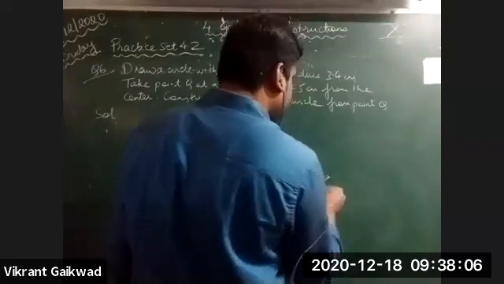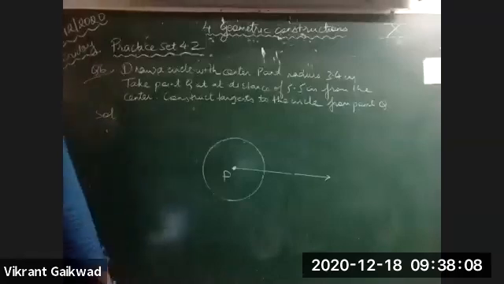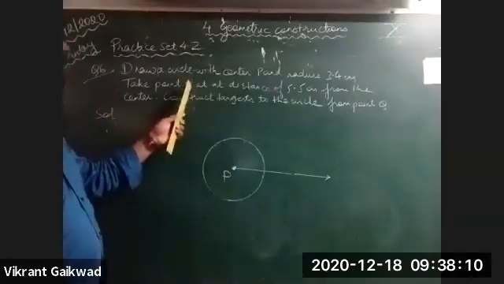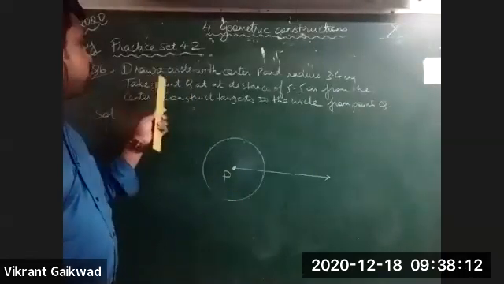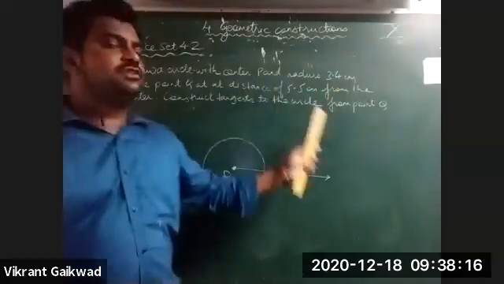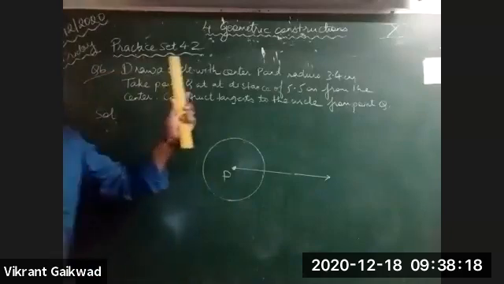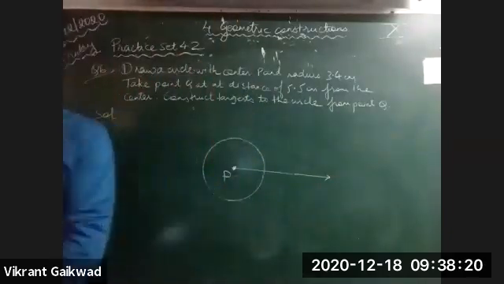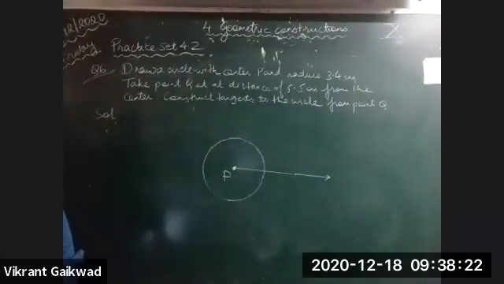Now, why have I drawn this line outside? The simple reason is, the point Q is at a distance of 5.5 from the center. So that means this point Q is going to lie outside the circle. So I've drawn an unknown line.